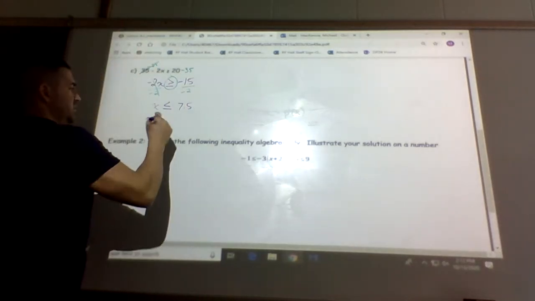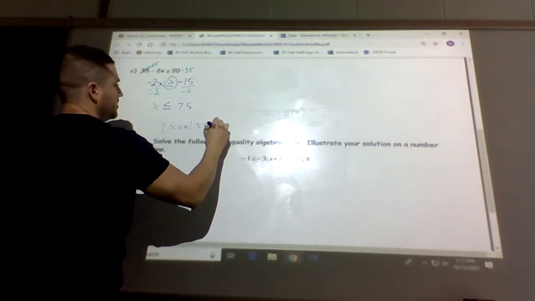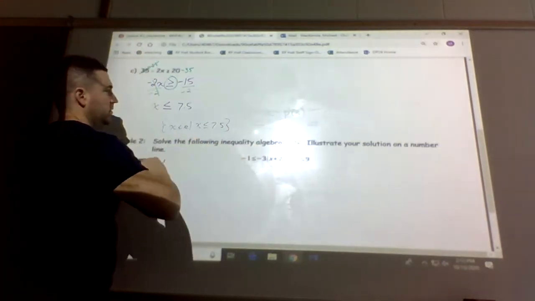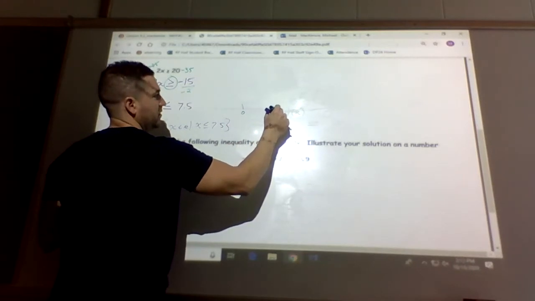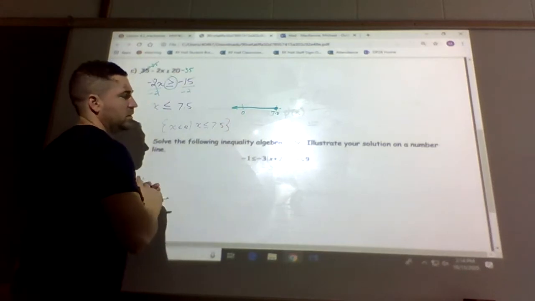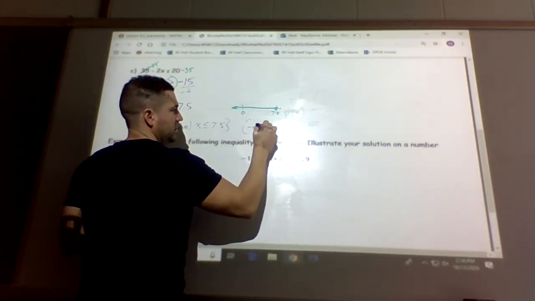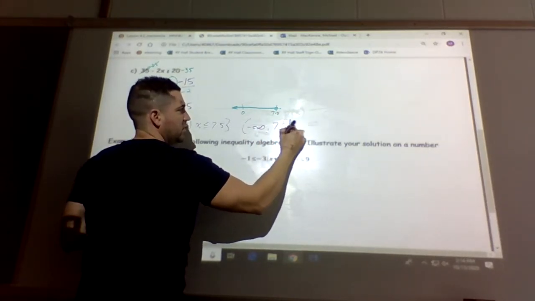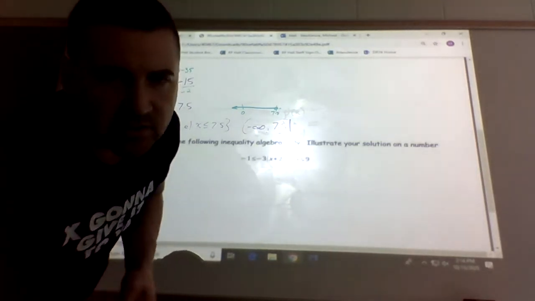Okay, so set notation, x element of the reals such that x is less than or equal to 7.5. Interval notation, so if you want to do the line again, less than or equal to 7.5. So our lowest value is negative infinity. Our highest value is 7.5. It includes 7.5, so we have our square bracket. You guys can see that.